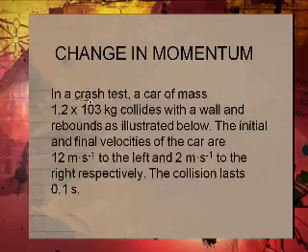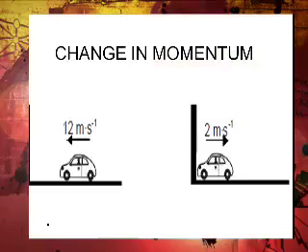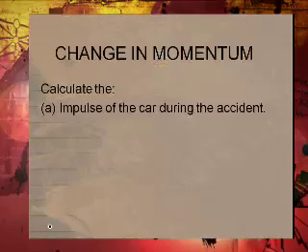In a crash test, a car of mass 1.2 by 10 to the power 3 kilograms collides with a wall and rebounds as illustrated below. The initial and final velocities of the car are 12 meters per second to the left and 2 meters per second to the right, respectively. The collision lasts for 0.1 second. And that is the diagram for that problem, as we have just read it. Calculate A, the impulse of the car during the accident.